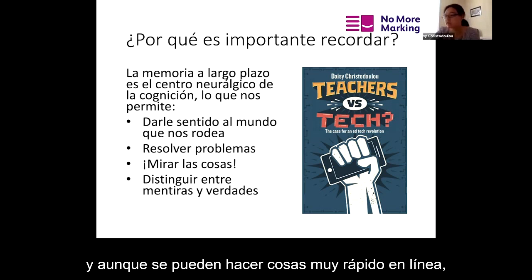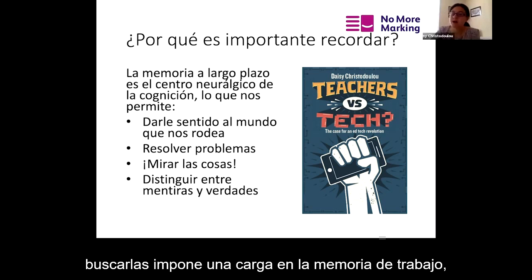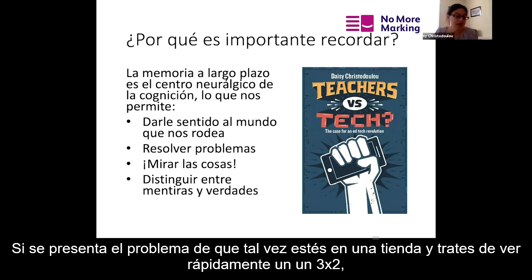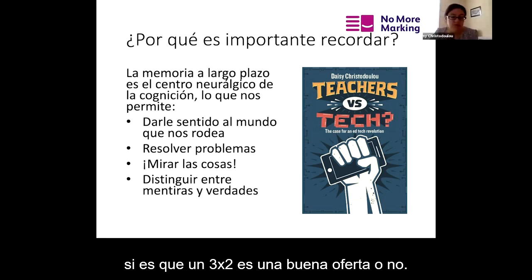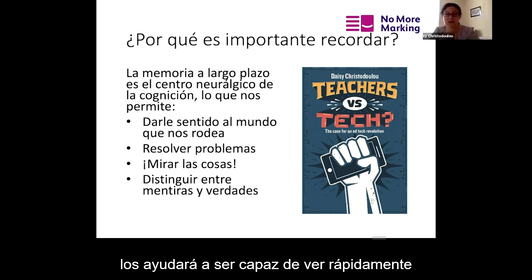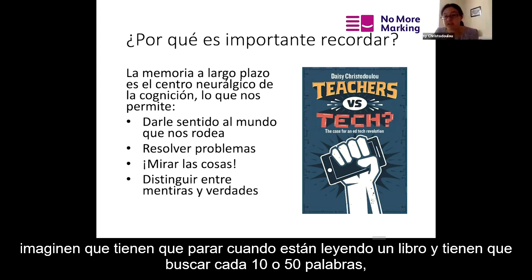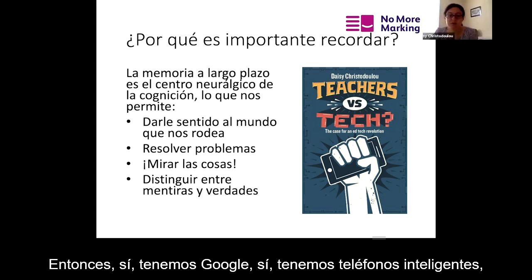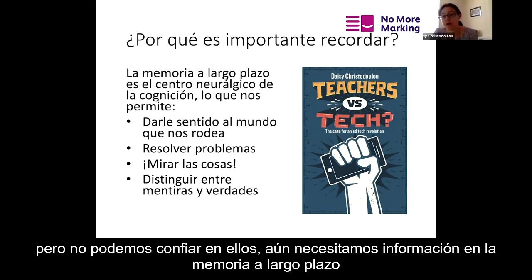And even though you can look things up very quickly online, looking them up imposes a load on working memory, on that really limited working memory that we talked about. Perhaps if you're in the shops and you're trying to quickly see if a 3 for 2 deal is a good offer or not, having your times tables really fluent is the kind of thing that's going to help you there. It's going to help you instantly see and make sense of that problem. Same with reading. Imagine if you have to stop when you're reading a book and look up every 10th word or every 5th word. How much are you going to understand about the book? So yes, we've got Google, yes, we've got smartphones, but we can't rely on those.